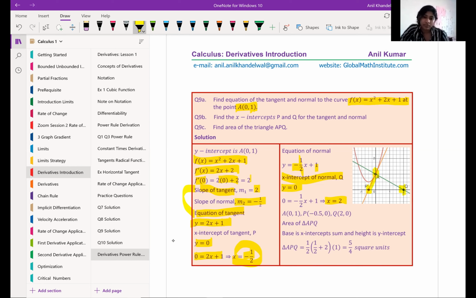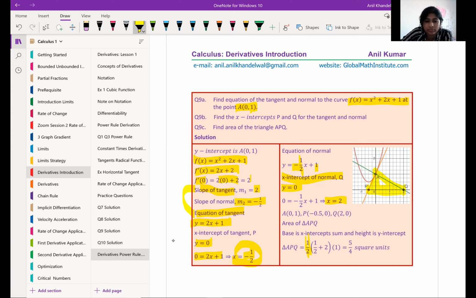You can clearly see your triangle here. Y-intercept A, x-intercepts P and Q. Area of the triangle is half times base times height. Height is the y-intercept in this case, and for the base, the difference between these two x-intercepts, you just add them up because one is negative, and multiply by half to get your answer.